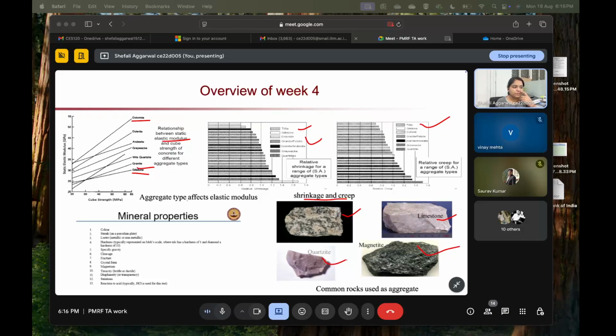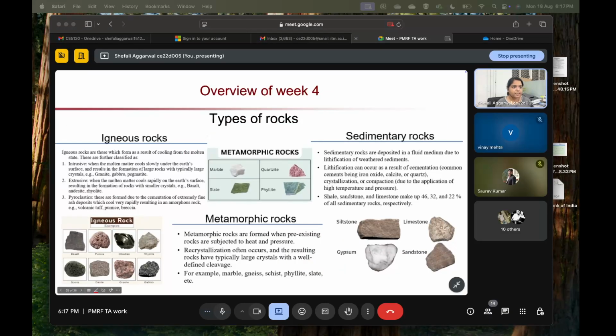Now, we get aggregates from stones, stones from rocks, and rocks come from minerals. So what should be the basic mineral properties which we look into when we use that as an aggregate in our concrete? First is color, streak, luster. These properties have already been given and explained in the class, you can read through them. These are a few properties which we look into in the mineral before using it as an aggregate in our concrete system. From minerals, the rocks are formed.